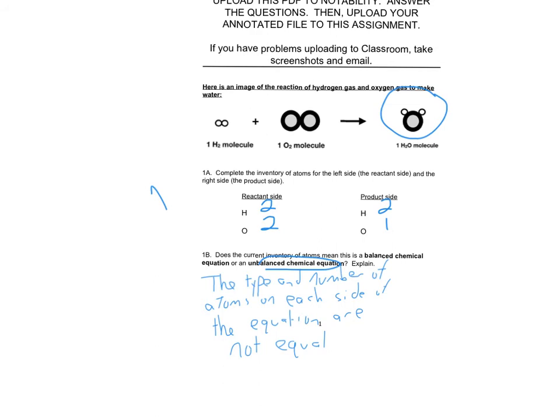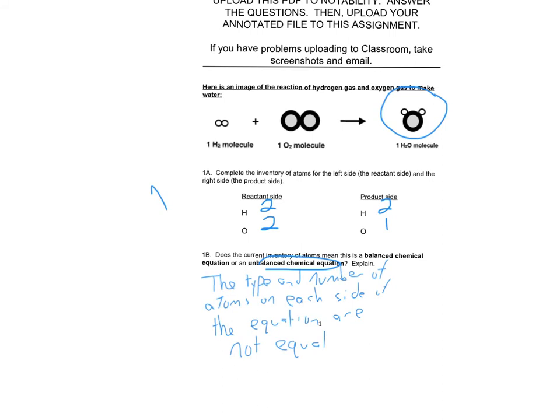So yes, it correctly states the formulas and it nicely draws one representative particle of each reactant and product, but it doesn't ultimately give me the right numbers of each reactant that I would need to make a certain number of products. Chemical equations are rearrangements of atoms.